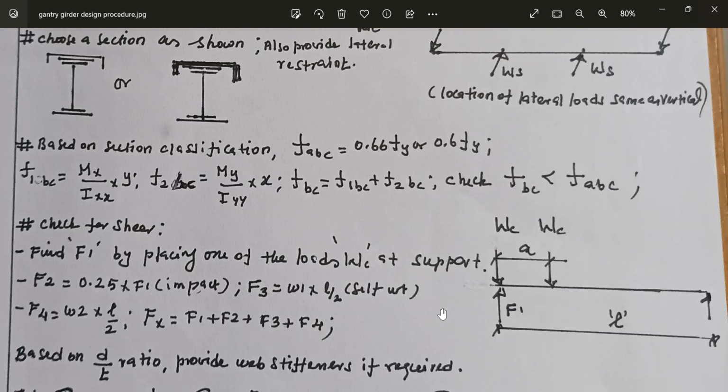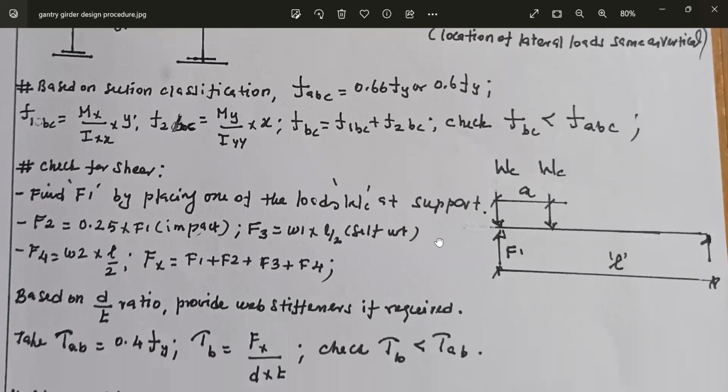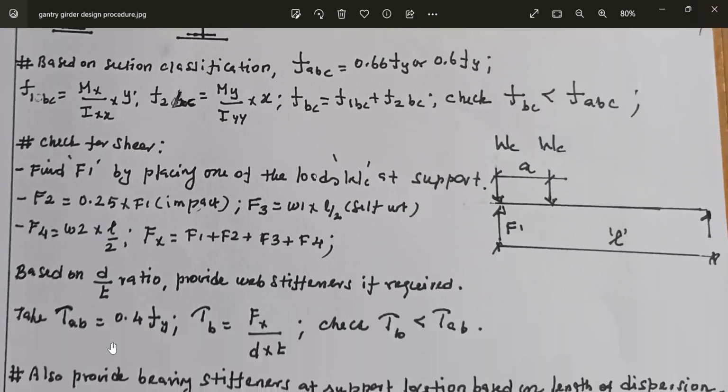D by T ratio will definitely be less than 67. Therefore, the allowable shear stress is taken as 0.4 Fy. Fy is 250 Newton per millimeter square, and the allowable shear stress is equal to 0.4 into 250, that is 100 Newton per millimeter square. The actual shear stress is equal to the total shear force F1, F2, F3, F4 divided by D into T. This should be less than the allowable shear stress tau_ab. This is the check for shear. Already we have seen the check for bending.